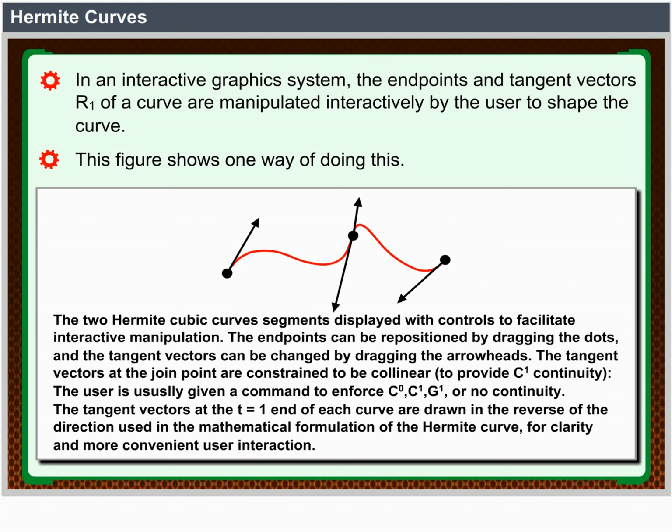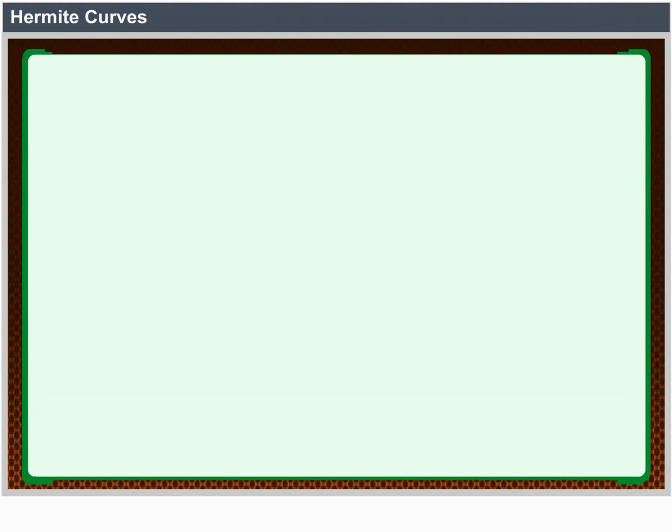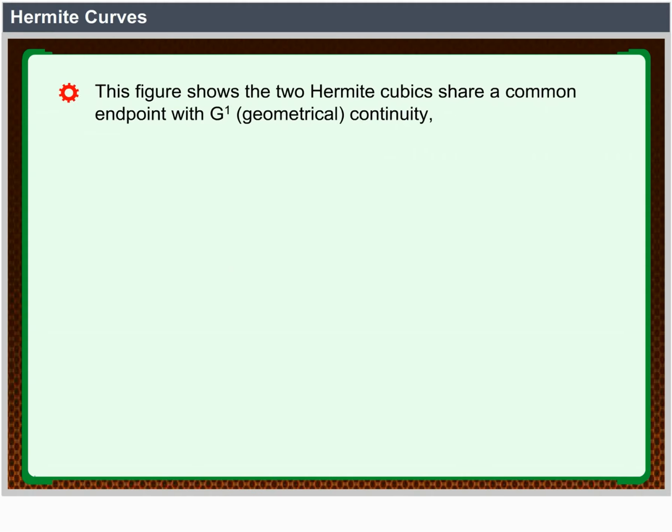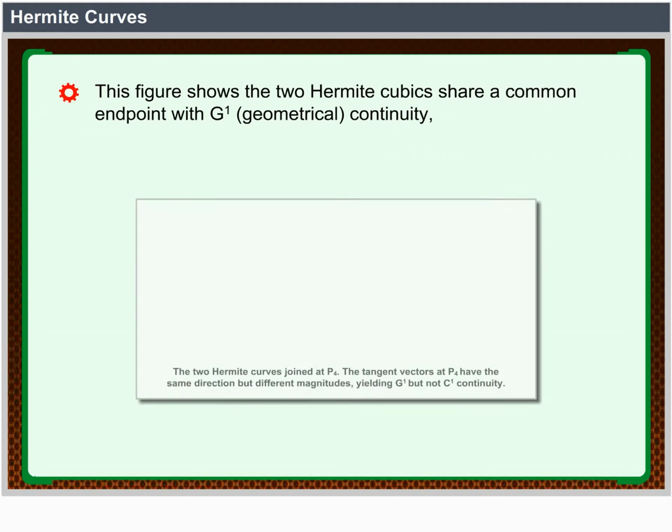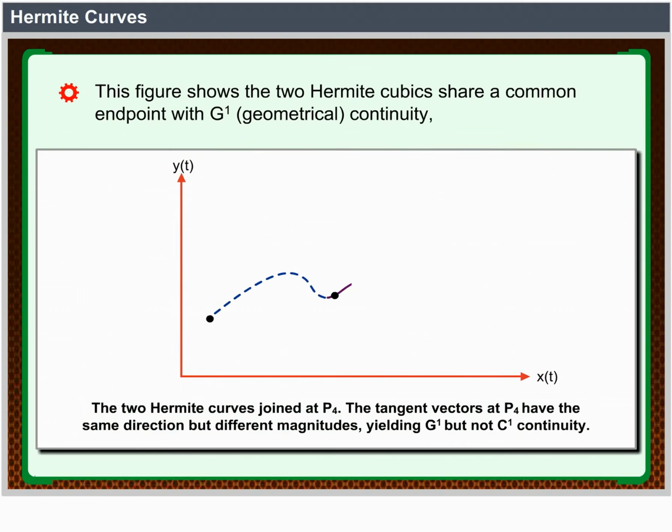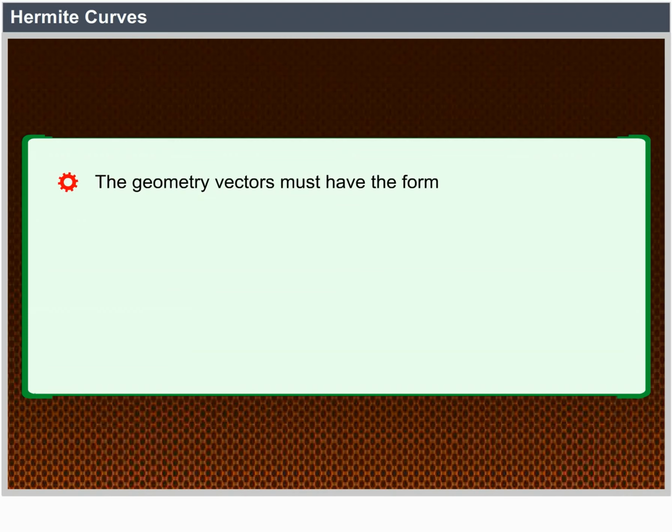The user is usually given a command to enforce C0, C1, G1, or no continuity. The tangent vectors at the t equals 1 end of each curve are drawn in the reverse of the direction used in the mathematical formulation of the Hermite curve for clarity and more convenient user interaction. For two Hermite cubics to share a common endpoint with G1 geometrical continuity, as in this figure, the two Hermite curves are joined at P4. Tangent vectors at P4 have the same direction but different magnitudes, yielding G1 but not C1 continuity. The geometry vectors must have the form as shown below.